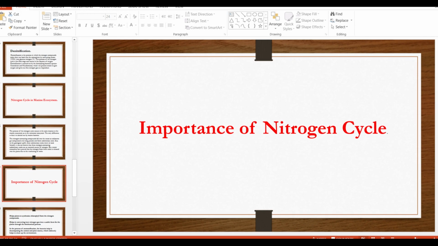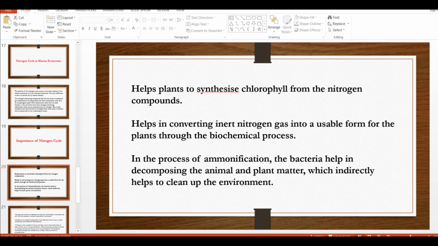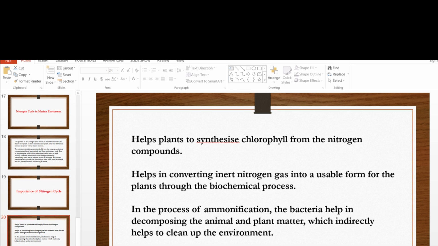Importance of nitrogen cycle. 1. Helps plants to synthesize chlorophyll from the nitrogen compounds. 2. Helps in converting inert nitrogen gas into a usable form for the plants through the biochemical process. 3. In the process of ammonification, the bacteria help in decomposing the animal and plant matter, which indirectly helps to clean up the environment.